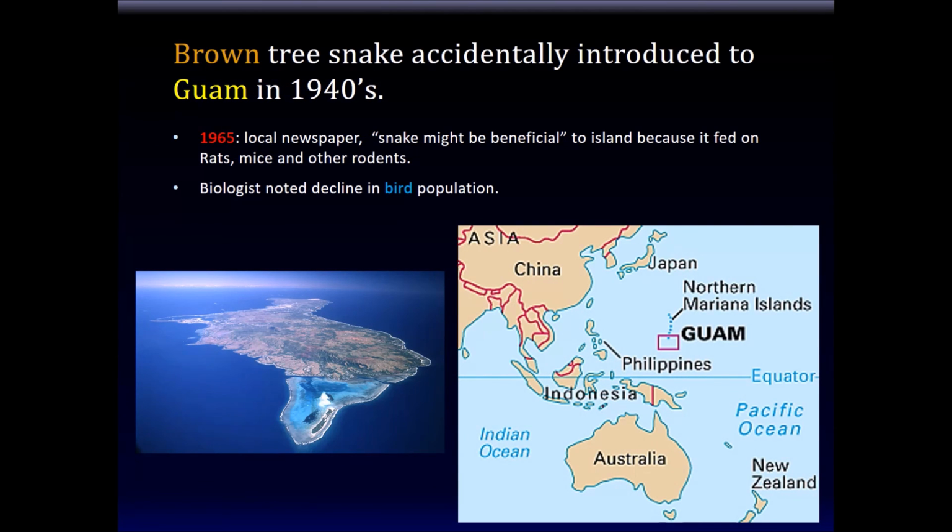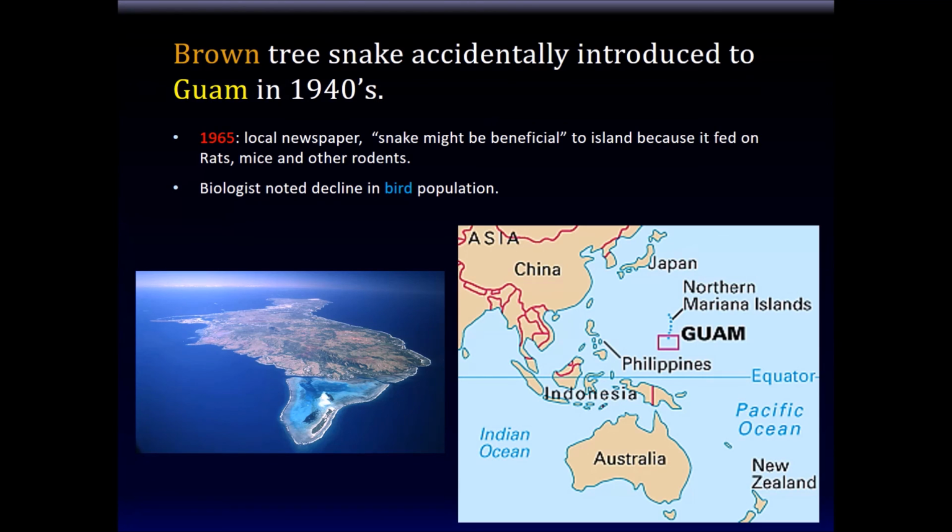Ready for an example? All right, this is an example from your book. I'm not just coming up with it. The brown tree snake was accidentally introduced to Guam, a tiny island, in the 1940s. How, I don't know, maybe they were carrying it as a pet.